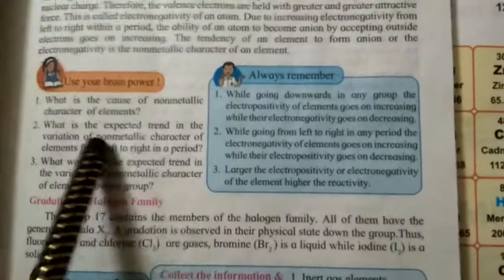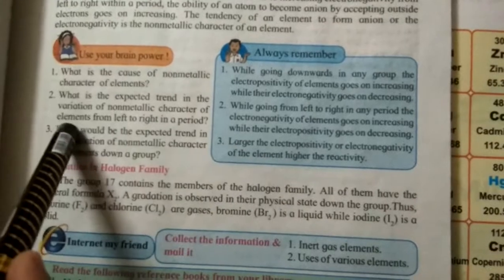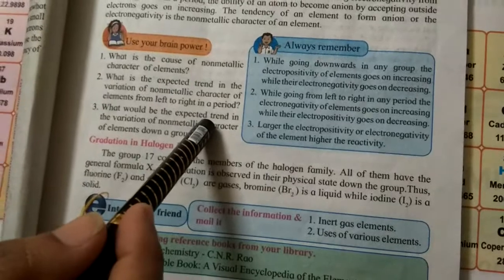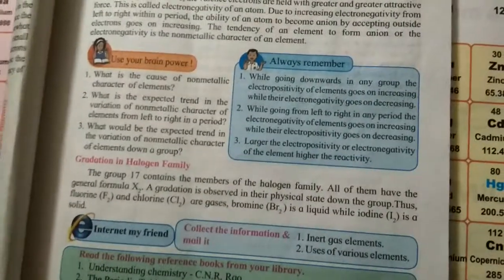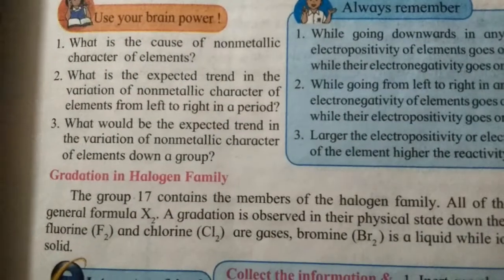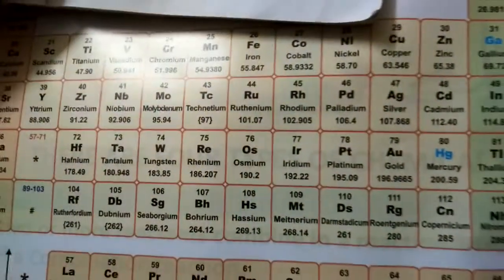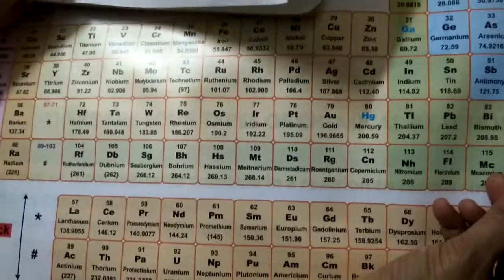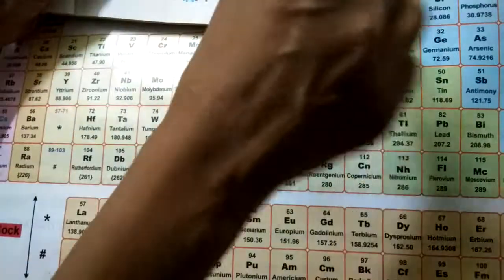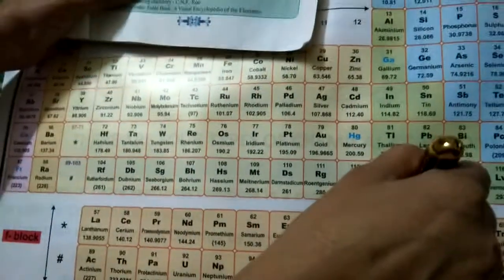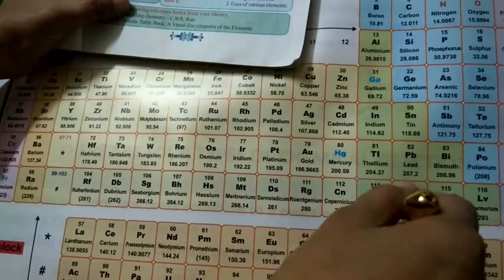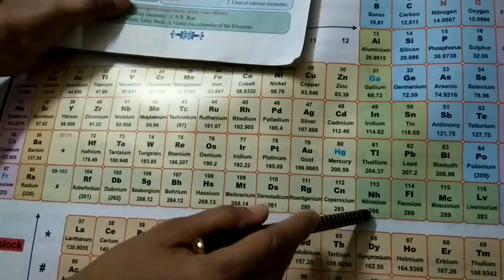Now the second question, what is the expected trend in the variation of non-metallic character of elements from left to right in a period? As you go from left to right, the non-metallic character is going to increase. So what would be the expected trend in the variation of non-metallic character of elements down a group? The expected trend is the non-metallic character is going to decrease as we go down a group.